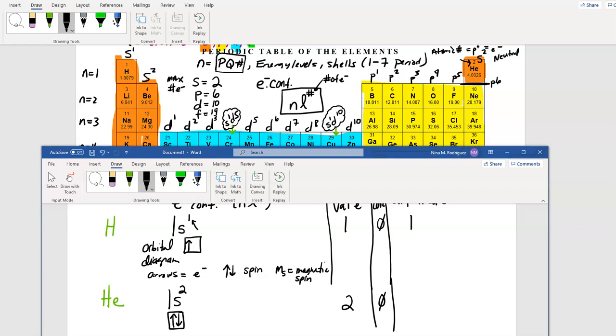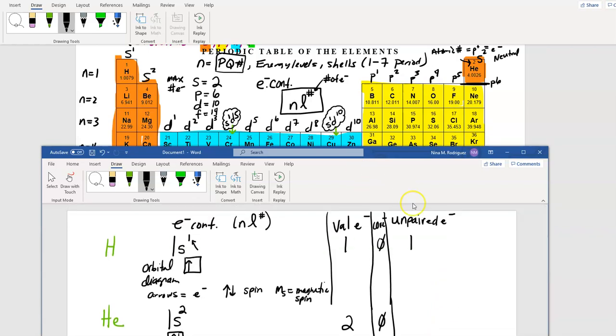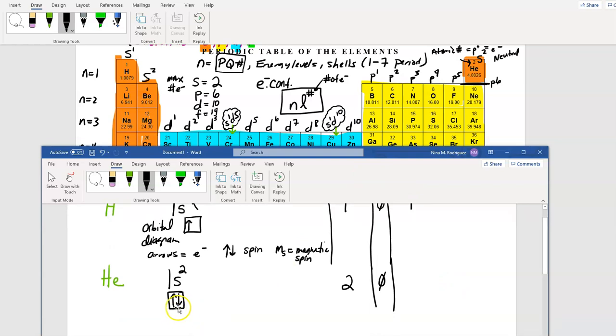So now the question is, how many unpaired? Okay, so if you can see my heading right there, how many are unpaired? Well, look at that orbital diagram. Are any unpaired? Nope, they look pretty paired to me. So 0, okay?